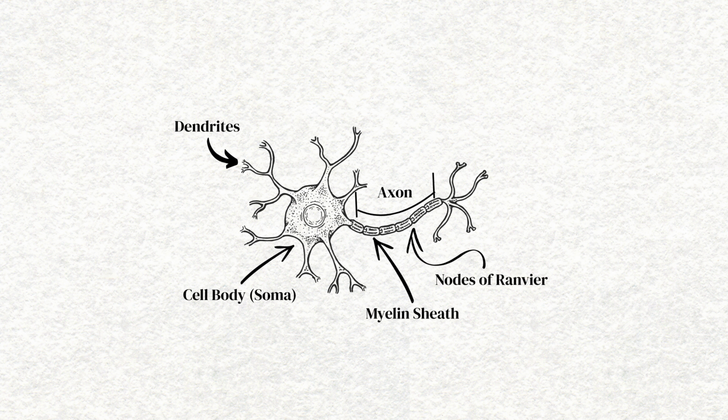Next, we have the nodes of Ranvier. These are gaps between the myelin segments, where the electrical signal jumps. It is a process called saltatory conduction. And finally, we have the axon terminals, or the synaptic buttons. These are the endpoints of the axon. They release neurotransmitters to communicate with other neurons, muscles, or glands.